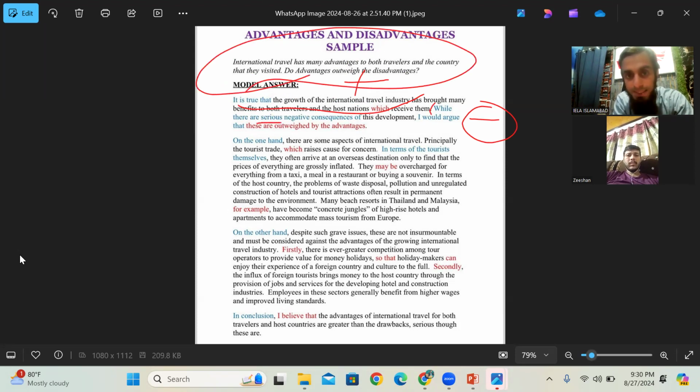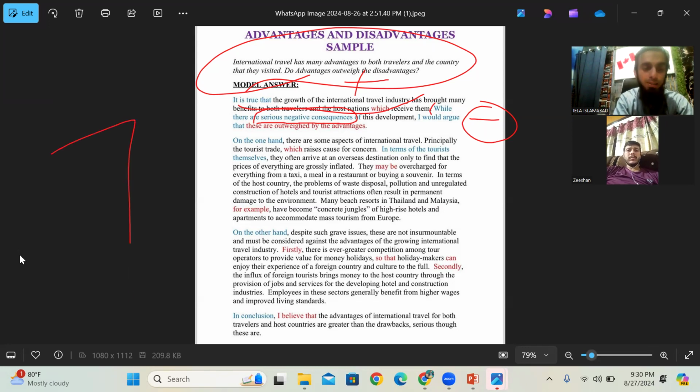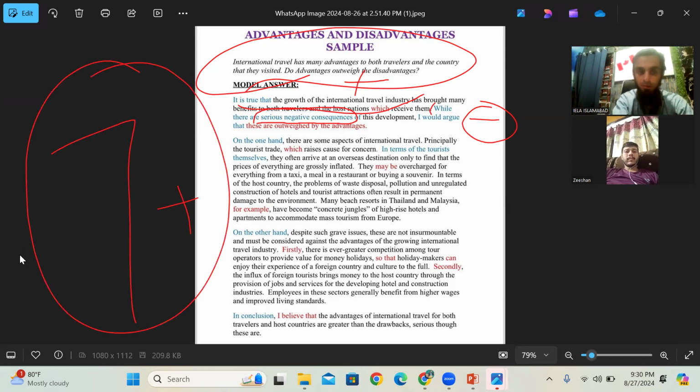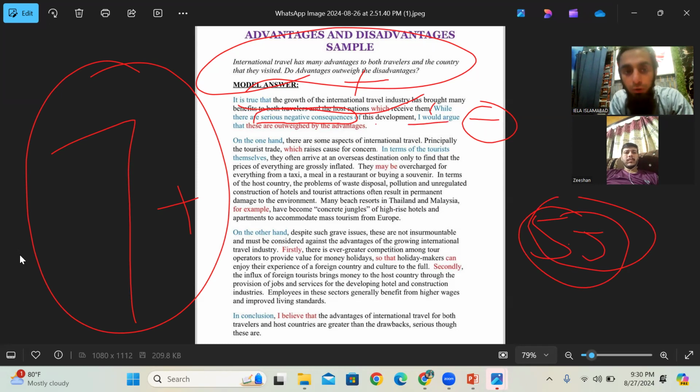While there are serious negative consequences. How would a common student write it? There are also some disadvantages or drawbacks. Okay, that is not wrong, but that is a common way of writing. You must write in a professional style if your desire is this. Right? If your desire is this, then no problem. 5.5 is also okay, I would argue.